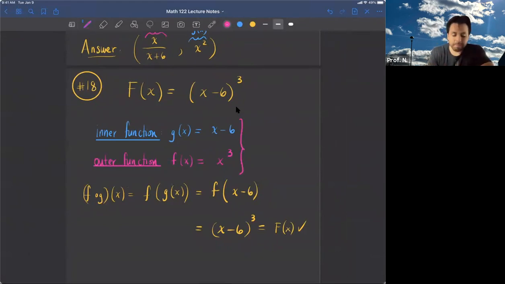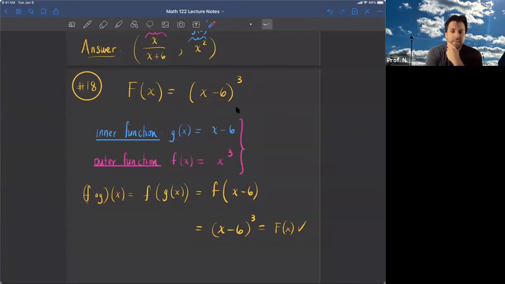Does that make sense now? So all I'm doing is taking a function that's already made, and saying, hey, how can I rewrite it so I have the inner and the outer as two separate functions, so that when I compose them together, I get the original function. So again, this is my inner, and my outer is the whole cubing thing. Okay?